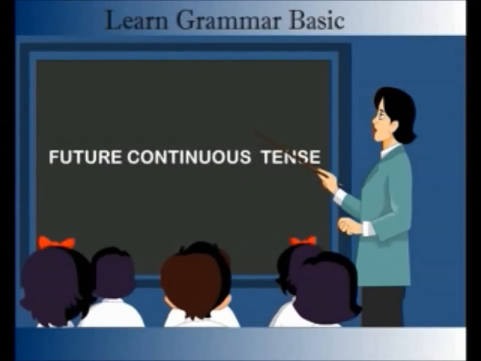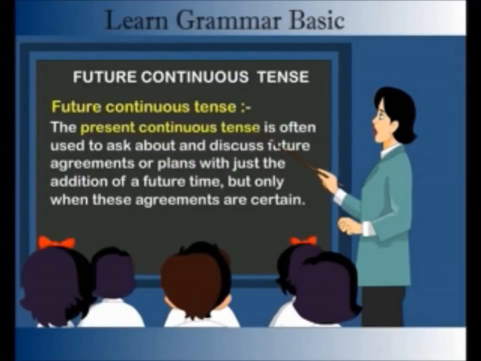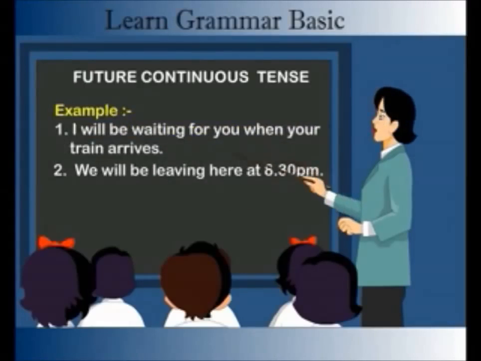Future continuous tense. The present continuous tense is often used to ask about and discuss future agreements or plans with just the addition of a future time, but only when these agreements are certain. Example 1. I will be waiting for you when your train arrives. 2. We will be leaving here at 8:30 p.m.